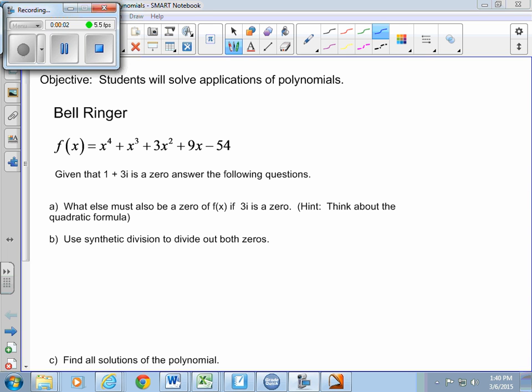Chapter 6 stuff, finding zeros of polynomials. Make sure you're ready for that on Monday.